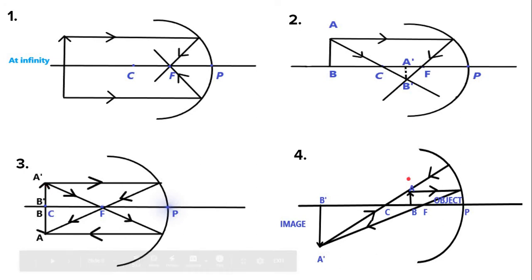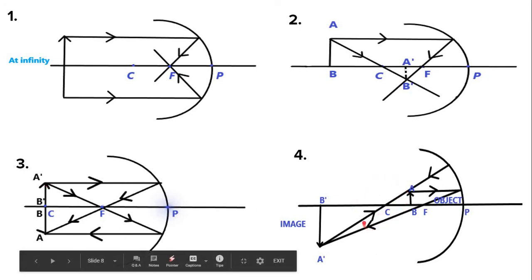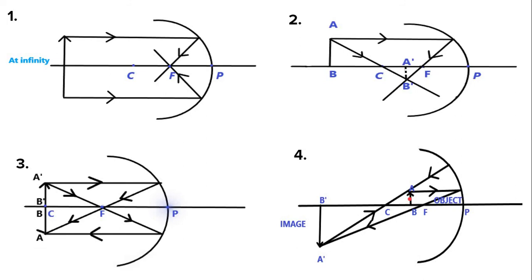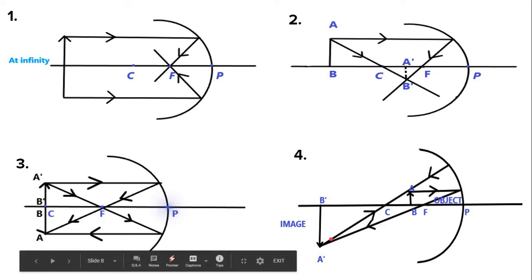And in the fourth case, we can see that the object is kept here between center of curvature and focus. So two rays go, and the image will form beyond C.